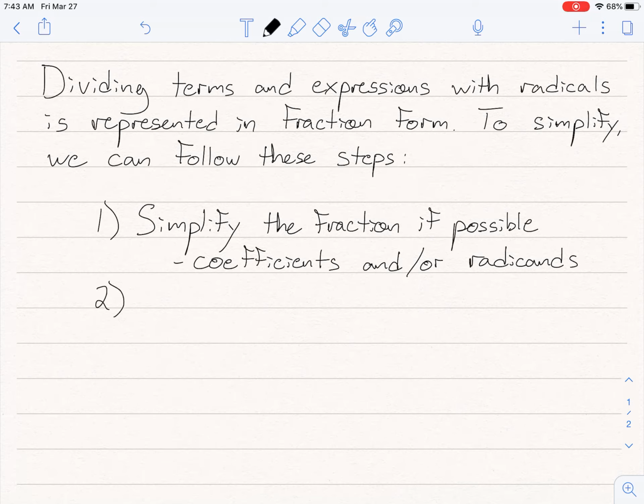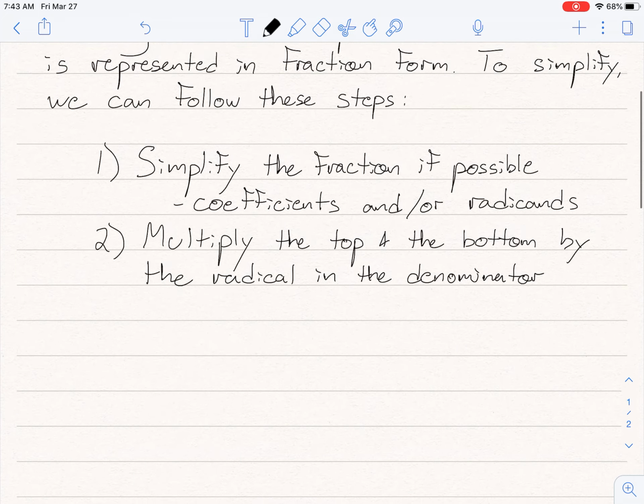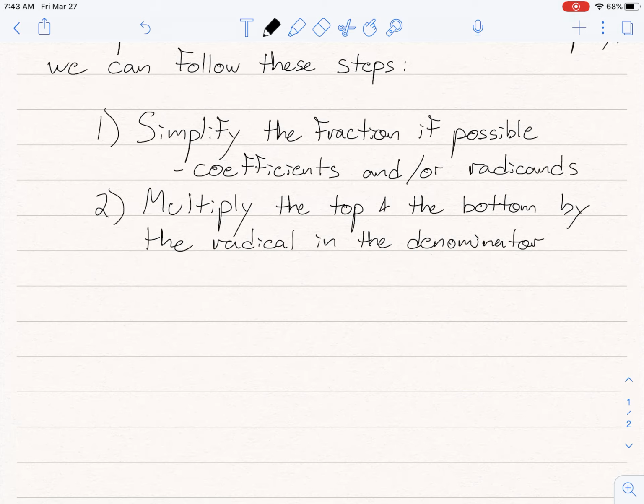Step number 2, and this is kind of the new step that I'm teaching here, is if we've simplified already and there's nowhere else for us to go, we are going to multiply the top and the bottom by the radical in the denominator. So we're going to multiply the top and the bottom by whatever the radical is in the denominator.